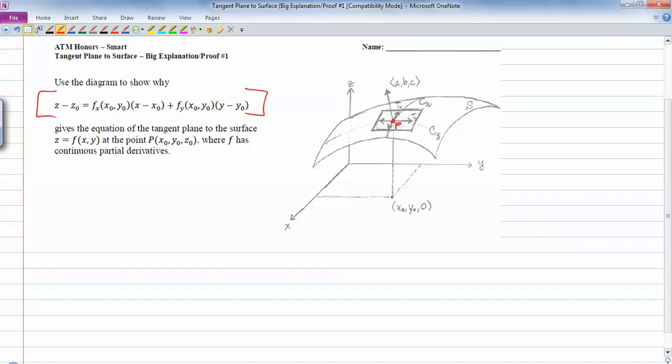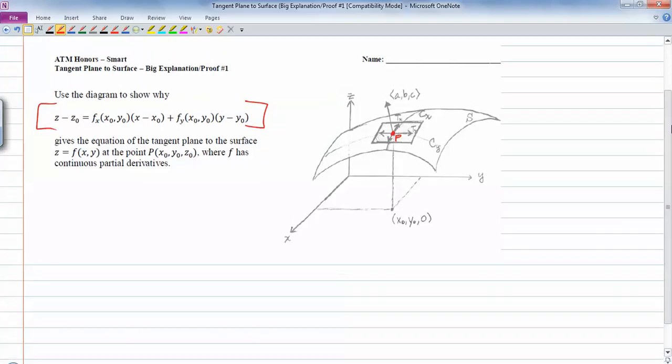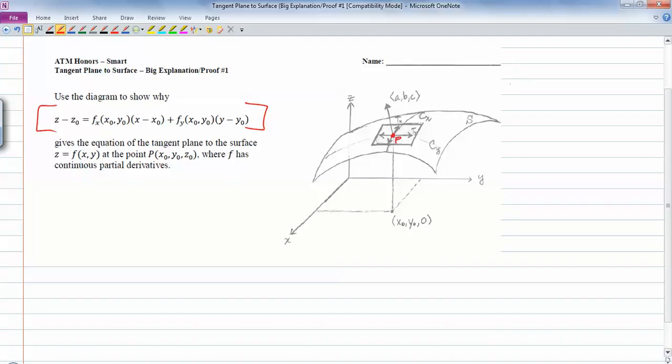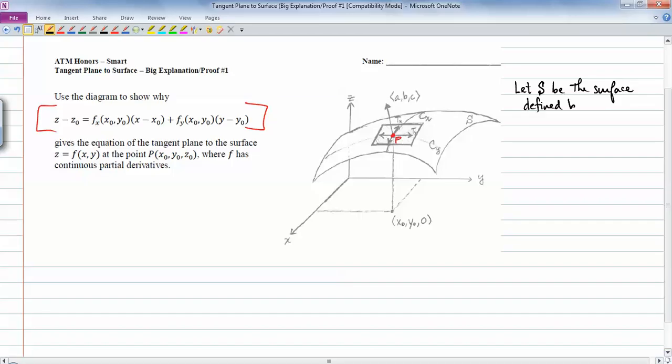So now I'm going to give you the diagram with the problem if I happen to choose this one. So one of the things we'll need to do is define the letters on there so we can refer to them later on. So I'll do it on the side here so we can fit more underneath. Let S be the surface defined by z equals a function of x and y. So there's one thing.